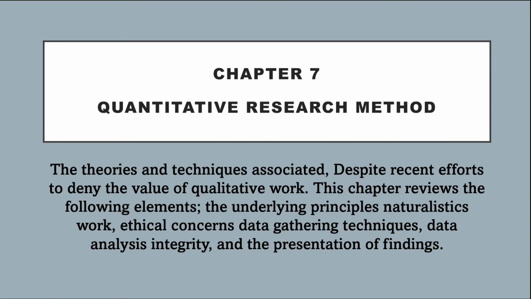Chapter 7, Qualitative Research Methods. The theories and techniques associated despite recent efforts to deny the value of qualitative work. This chapter reviews the following elements: the underlying principles of naturalistic work, ethical concern, data gathering techniques, data analysis tools and methods, developing grounded theory, ensuring analytic integrity, and the presentation of findings.